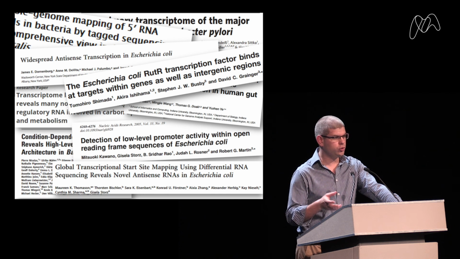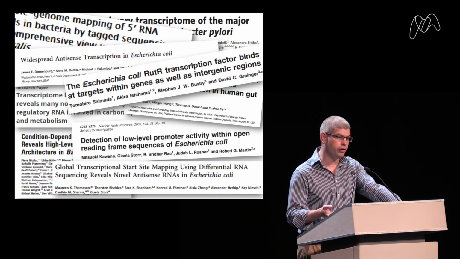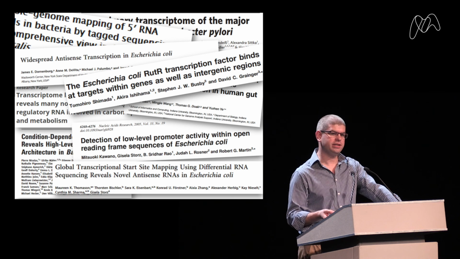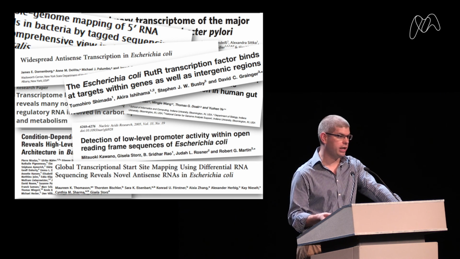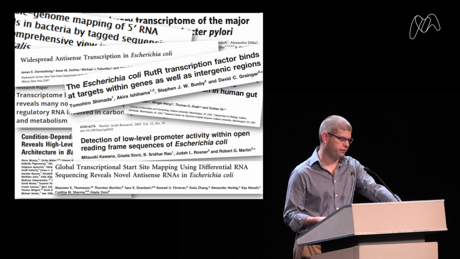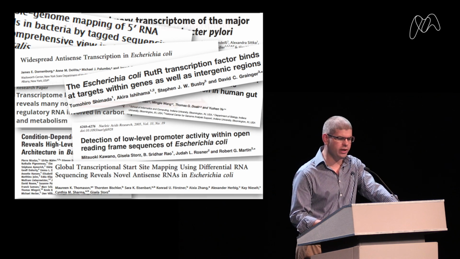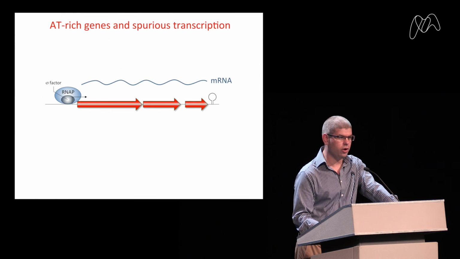And it's these unusual transcriptional events that I'm going to focus on. I'm going to call the transcriptional events that I'm going to tell you about spurious transcriptional events, and I'm going to show you that they're particularly prevalent in parts of bacterial genomes that are AT-rich and have been acquired by horizontal gene transfer. So let me very quickly explain what I mean.